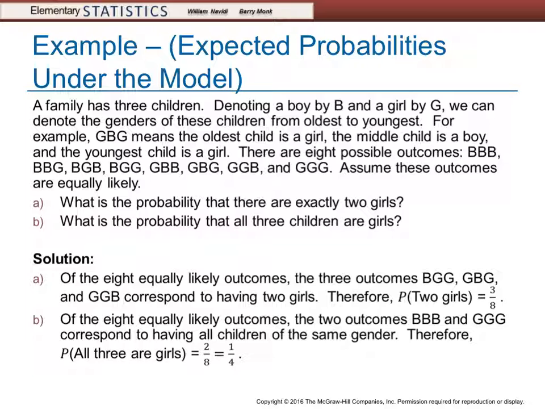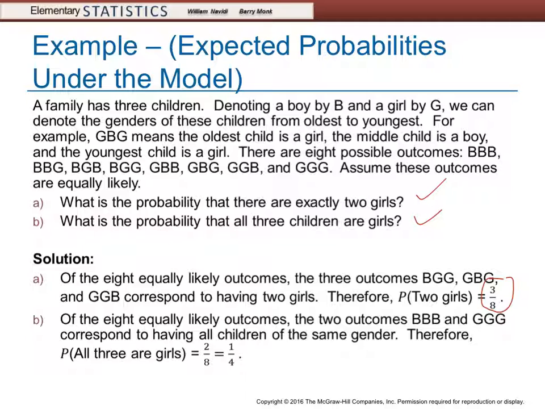These outcomes are equally likely. What is the probability there are exactly 2 girls? We're going to answer that question. And then, what is the probability that all 3 children are girls? Well, our solution for the first case is, of the 8 equally likely outcomes, there are 3 outcomes, BGG, GBG, and GGB, that correspond to having 2 girls. Therefore, the probability of 2 girls is the 3 outcomes divided by the sample space, which is 3 divided by 8.